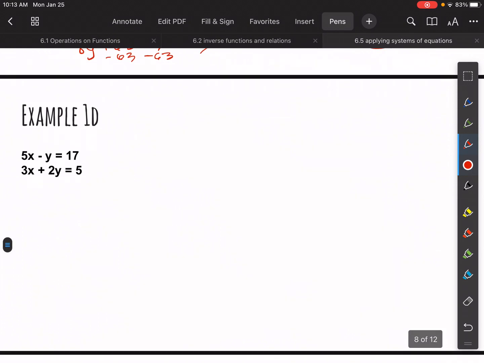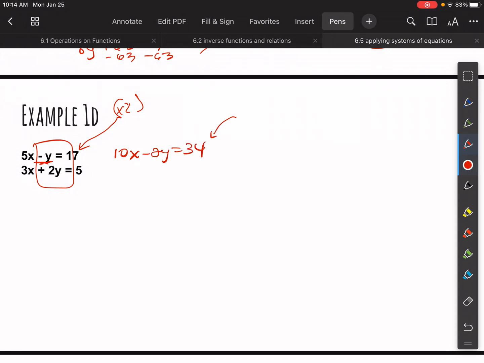And we have one more. For example, 1D, this one you can really take your choice. Whenever I have a negative in front of this, some people would solve that for y. I would actually multiply this by 2. So you have a choice here. I'd multiply by 2 though to match these guys up to eliminate, because I kind of prefer elimination. But you could solve for y if you wanted to. This number gets a little bit big, but that's okay.